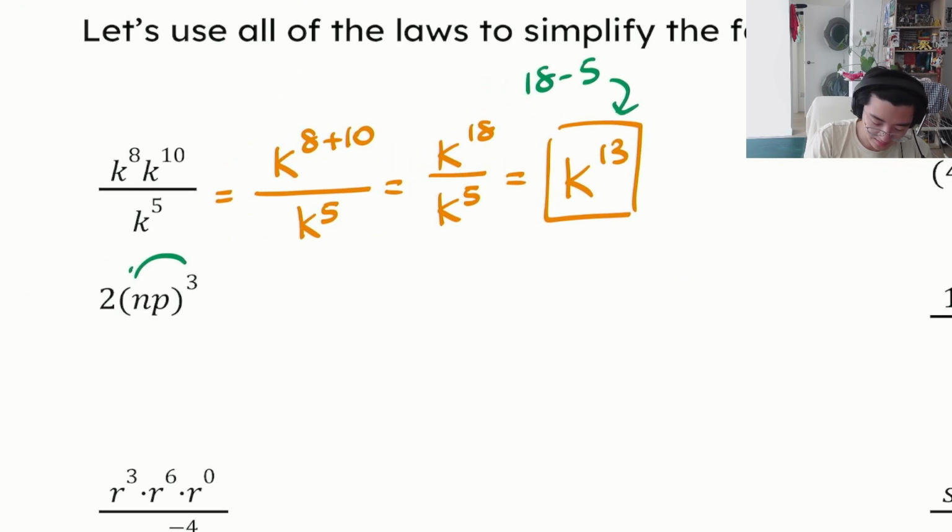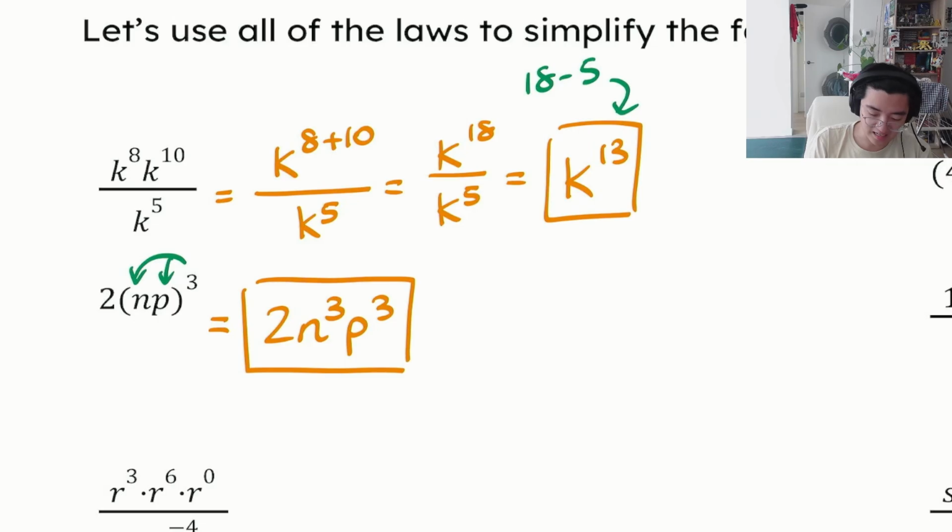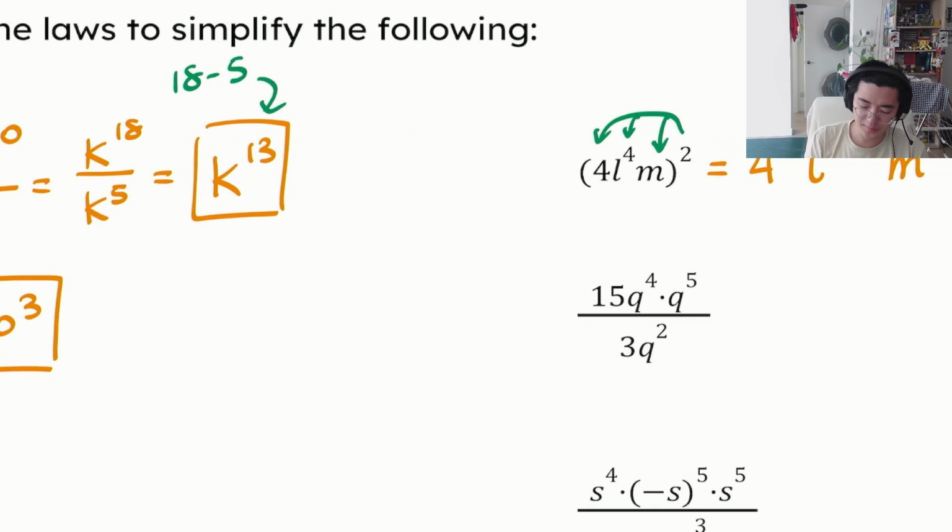And remember, this exponent only applies to what's inside the bracket, not outside. So the 2 actually just remains untouched. Right, the 2 remains untouched. The n and the p get to the power of 3. Gets to be cubed.